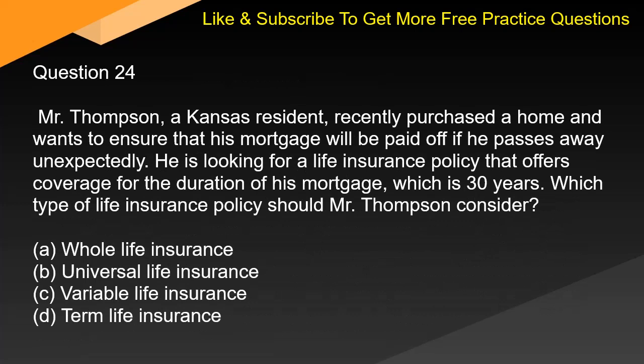Question 24. Mr. Thompson, a Kansas resident, recently purchased a home and wants to ensure that his mortgage will be paid off if he passes away unexpectedly. He is looking for a life insurance policy that offers coverage for the duration of his mortgage, which is 30 years. Which type of life insurance policy should Mr. Thompson consider? A. Whole life insurance. B. Universal life insurance. C. Variable life insurance. D. Term life insurance.